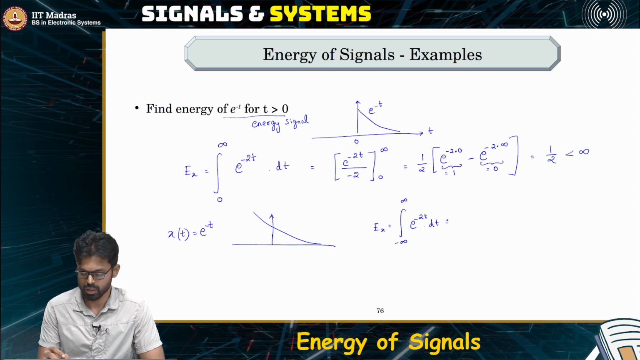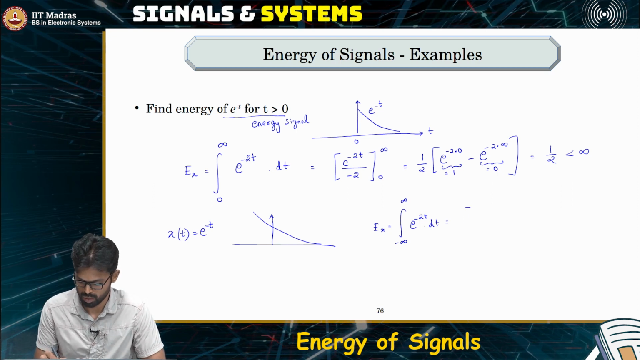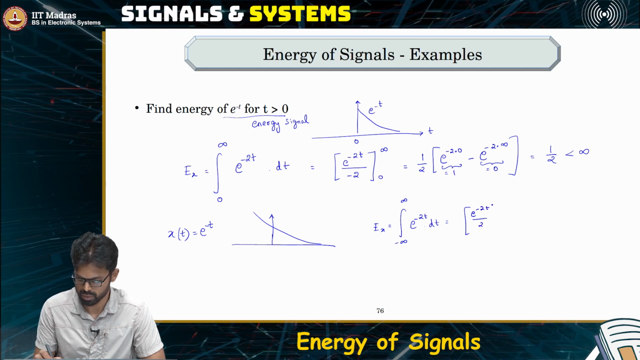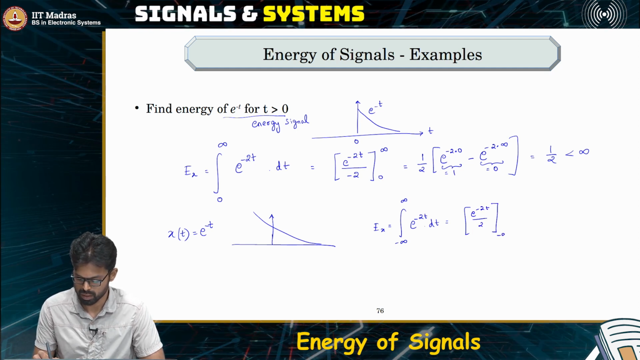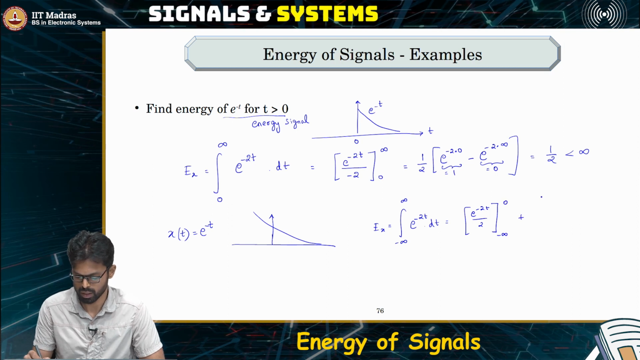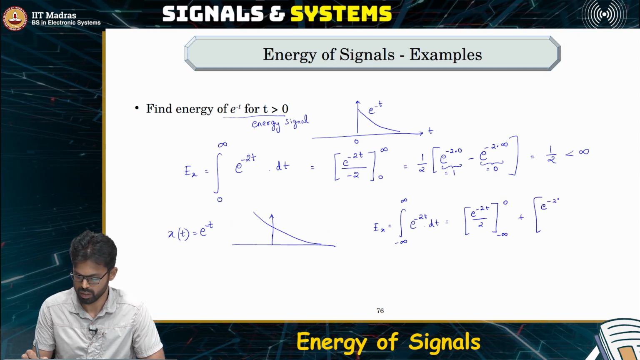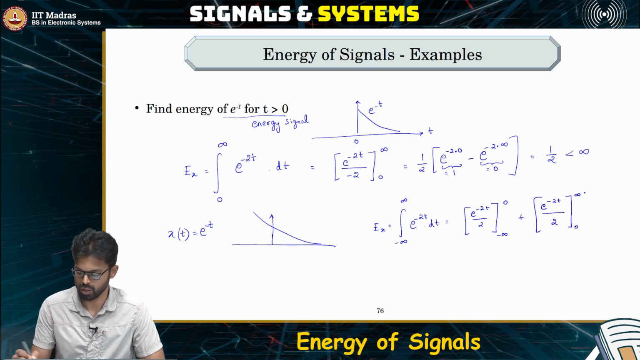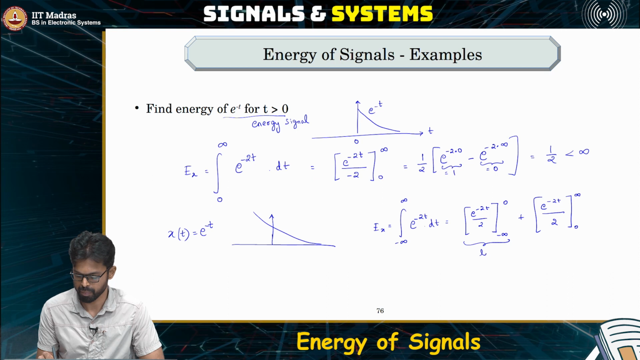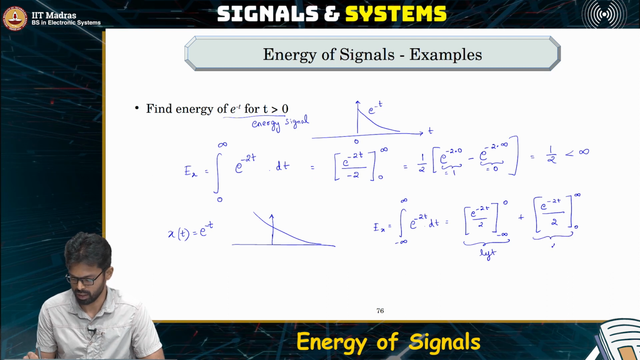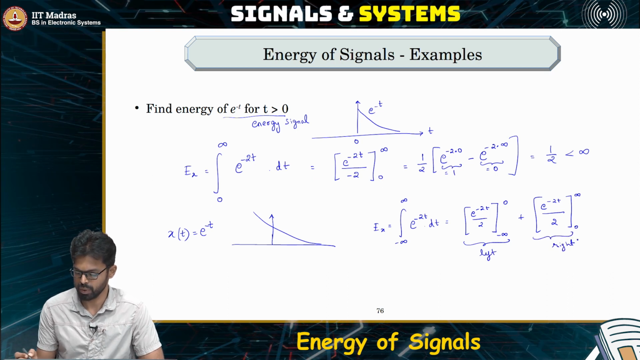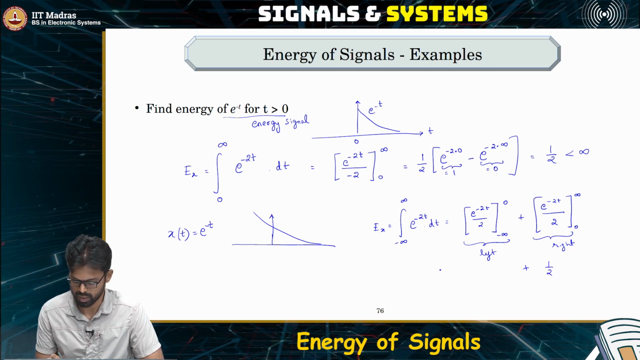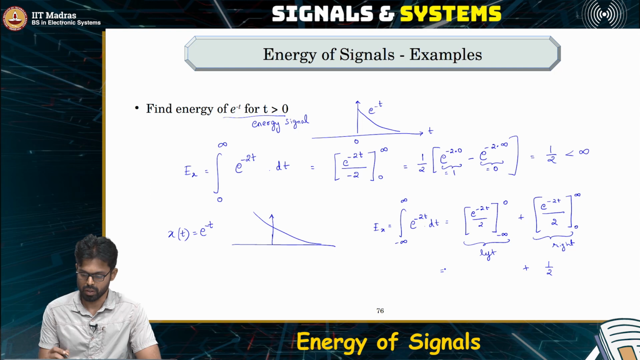So you can break this into 2. So we have e power minus 2t by 2 from minus infinity to 0 plus, we have just reused whatever integration we did earlier and just broke that down into the left hand side and the right hand side. The right hand side is well behaved and we know that it is just half. But what about the left hand side? So we have a problem here.